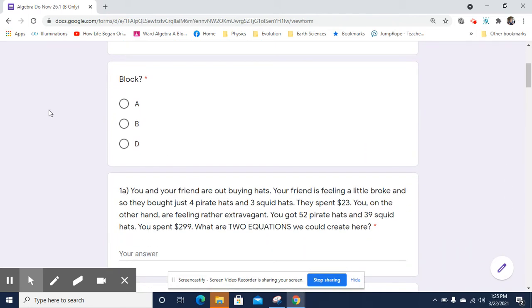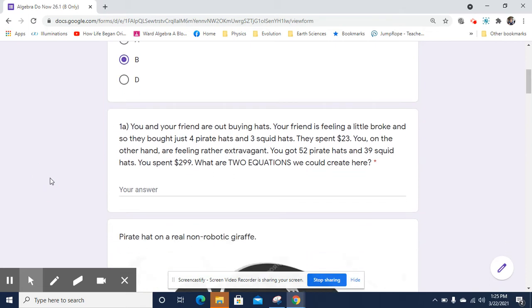Now, I have taken your feedback and I've shortened the Do Now slightly. I'm hoping this will have helped. I got several people giving feedback that they would like the Do Nows to be a bit shorter.